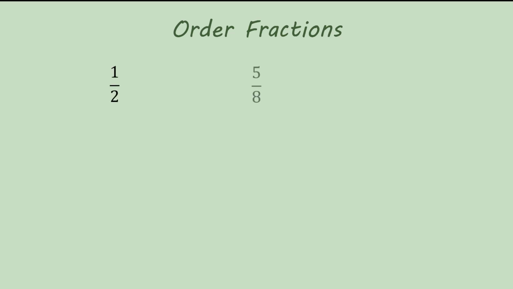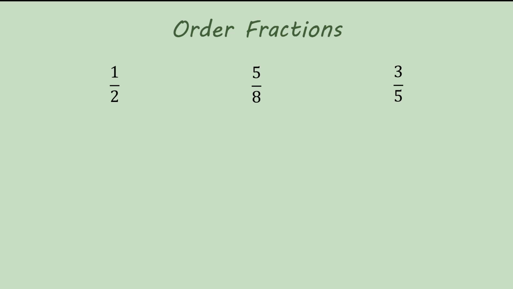Let's take the fractions a half, 5 over 8 and 3 over 5. And our task is to put these fractions in order from smallest to largest. So, how do we compare them? The trick is to find equivalent fractions for each of these fractions where the denominators are the same. Our denominators are 2, 8 and 5, so we need to multiply all these denominators up to the same number.